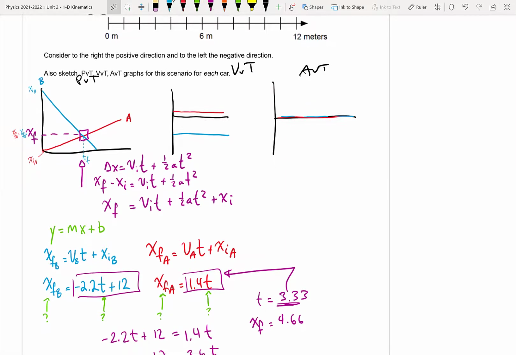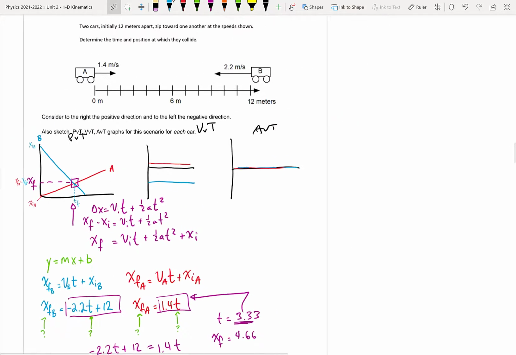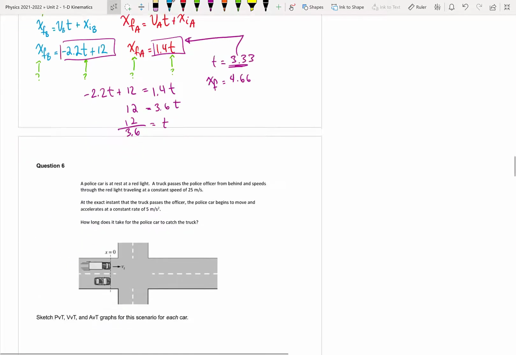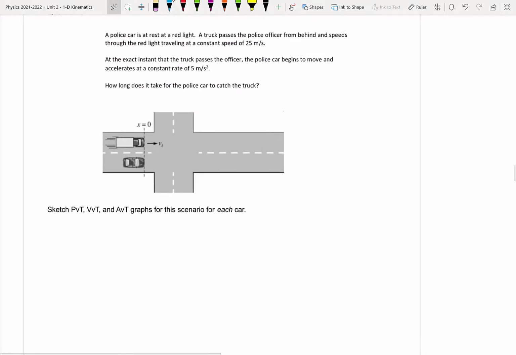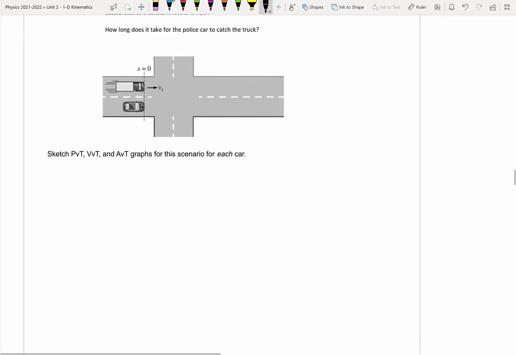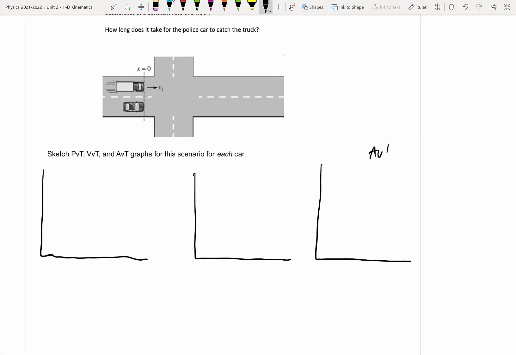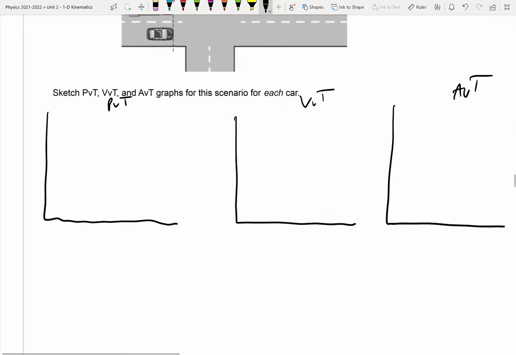Okay, think two objects. Let me get two equations. Let me model the position versus time graph with equations. All right, 6. Similar thing here. I really think drawing the graphs is the best way to start. Everything is going to be positive here, so we'll just do that. AVT, VVT, PVT. We're going to do the same thing as before. I'm going to have a truck that's moving at a constant speed, so it's going to be linear. Okay, so it's going to look like that. It's going to have no acceleration. It's going to be down there.